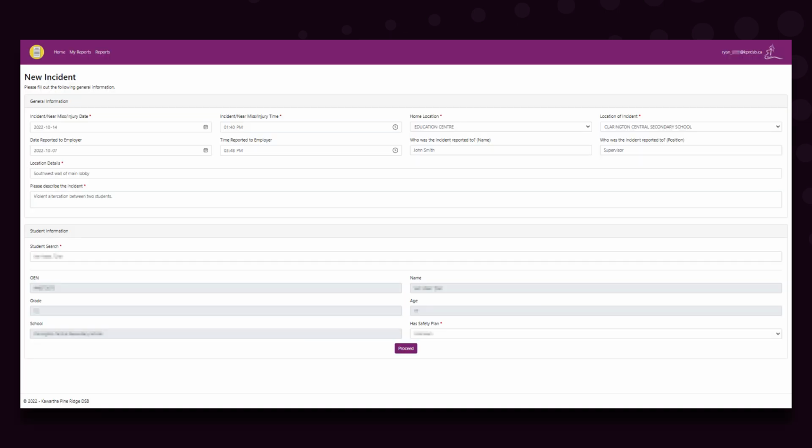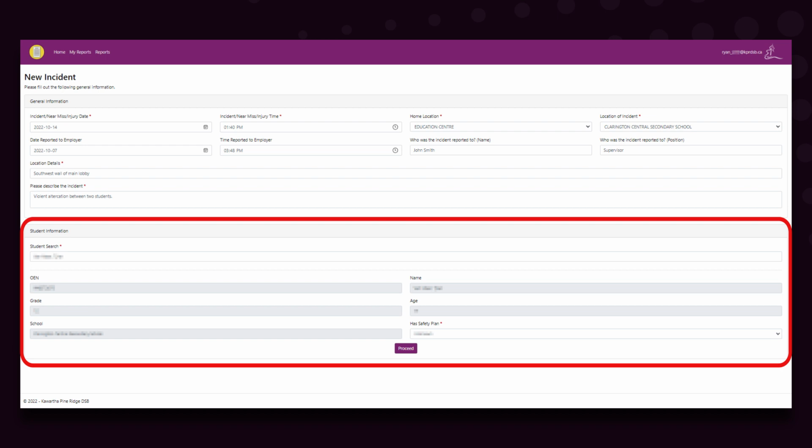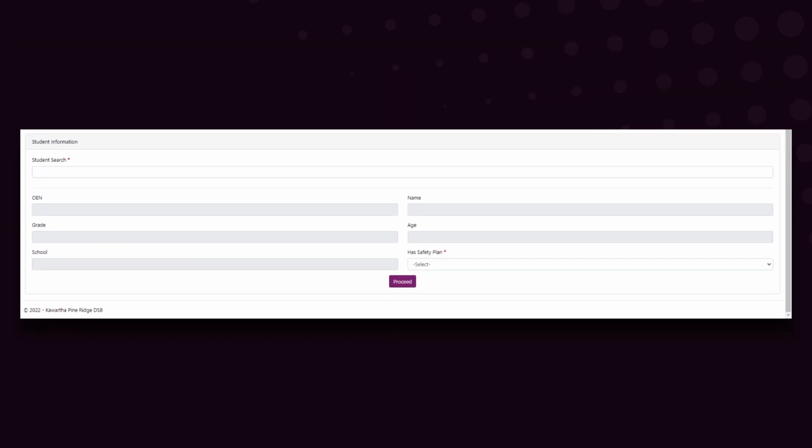Please know that there is some information you should have available to you prior to starting the report, including the names of any adult witnesses and other details specific to the event being reported. If a student was involved in the incident, you will be required to enter the student's name or OEN. The student's relevant information will be automatically populated once their name or OEN has been entered on the student information screen.